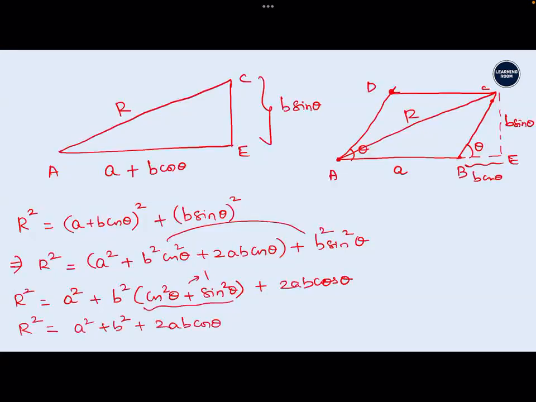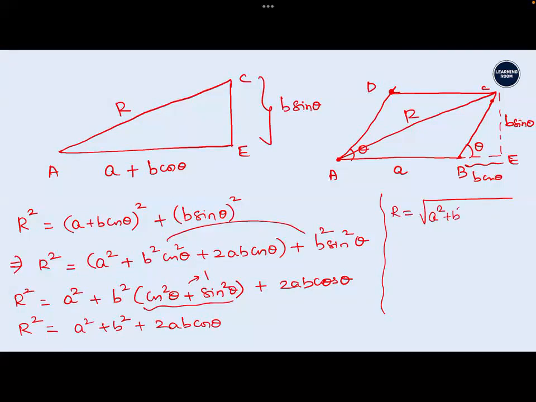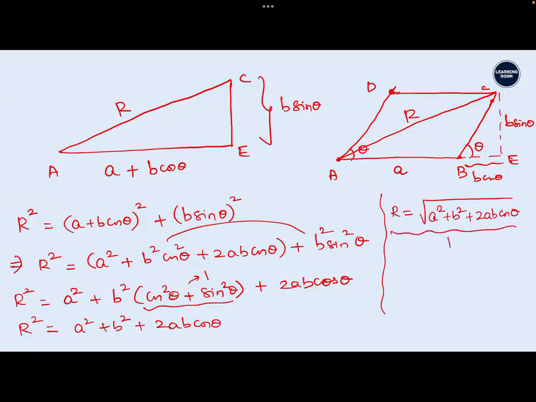So if you observe, if R square is A square plus B square plus 2AB cos theta, then R is going to be equal to root of A square plus B square plus 2 times AB cos theta. And this is going to be the magnitude of the resultant vector. Please make a note of this.